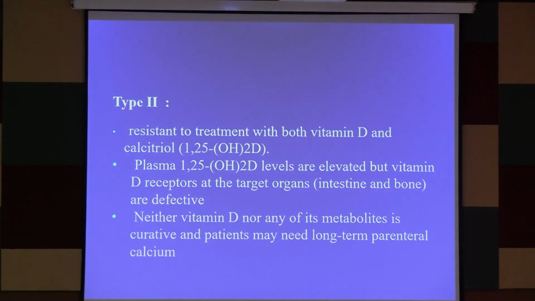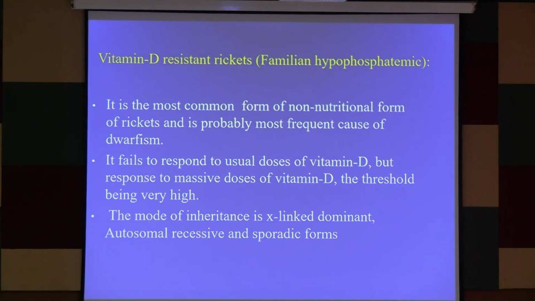And what is type 2? In type 2, the problem is that the vitamin D receptor is defective. So there is an adequate amount of active form of vitamin D in the body, but it cannot act on the target cell. So neither vitamin D nor any of its metabolites is curative, because the problem is with the receptor. So then the patient needs long-term treatment with calcium.